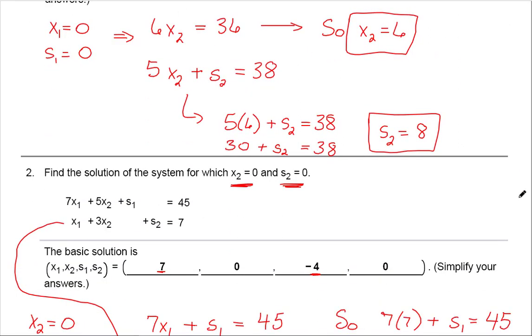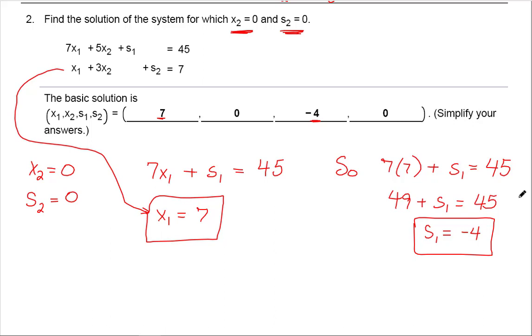Now we have the same kind of deal here in question 2. We are now given x2 is 0, s2 is 0. So let's see, x2, that would be gone. Doesn't help because I still have x1 and s1. Let's see, come to this one, x2 is 0, s2 is 0. That's good. That gives me that x1 is 7.